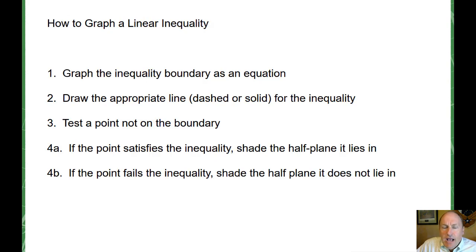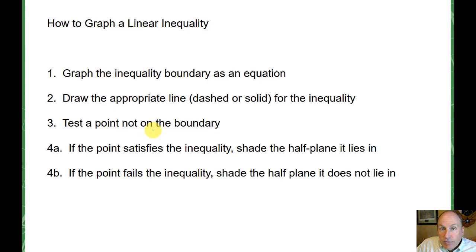Here's some general guidelines on how to graph a linear inequality. First of all, we're going to graph the inequality boundary, just like we would a linear equation. The difference here is that we're going to draw either a solid line if it's less than or equal to or greater than or equal to, or a dashed line if it is just less than or greater than. That's because a solid line will indicate that the boundary is part of the solution. A dashed line will indicate that the boundary, still a boundary, but is not part of the solution to the inequality.